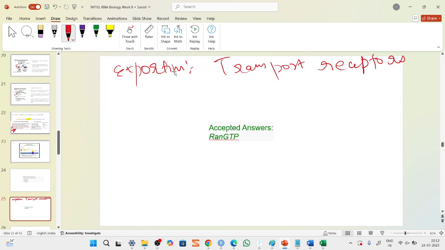This process is RAN GTP mediated. When I say that exportin T requires RAN GTP, it means it requires the presence of RAN GTP. Why? Because RAN GTP facilitates the binding of exportin to the RNA molecule and directs the complex to the cytoplasm. So if this is your RNA molecule, it has to go from the nucleus to the cytoplasm, and it directs the movement of the RNA molecule from the nucleus to the cytoplasm.